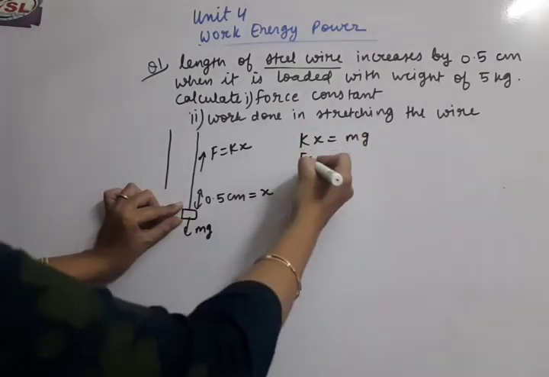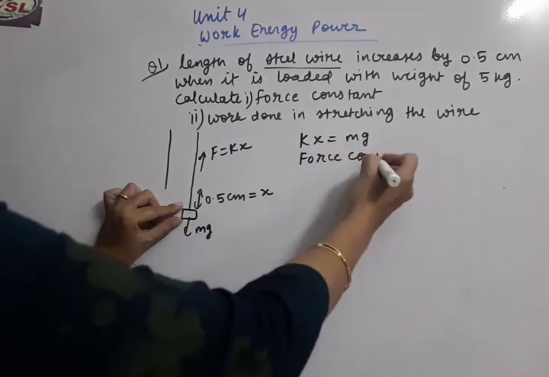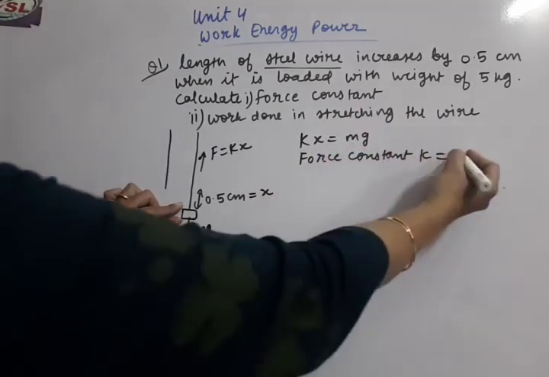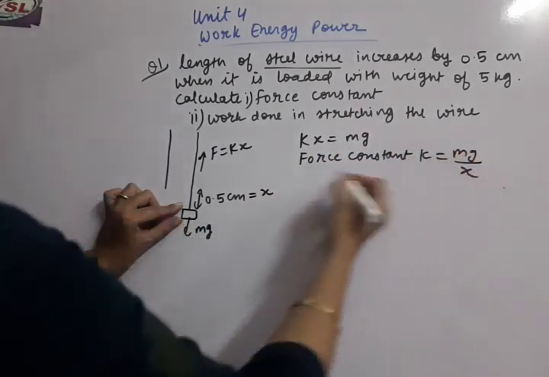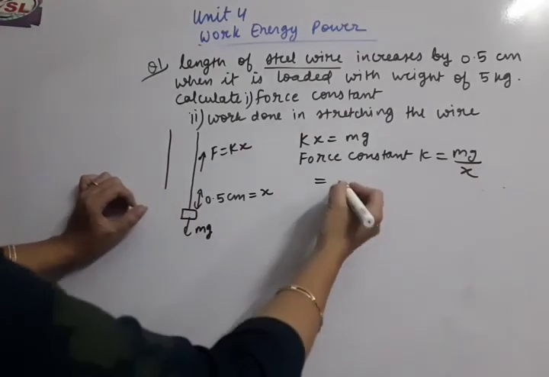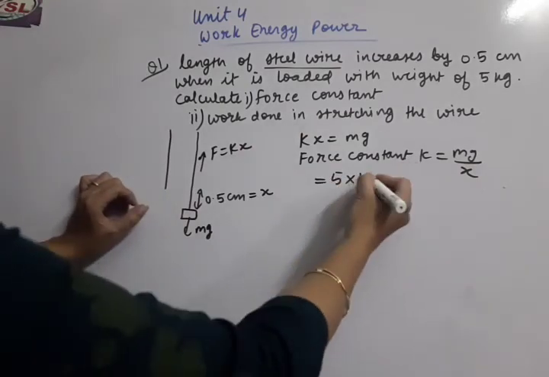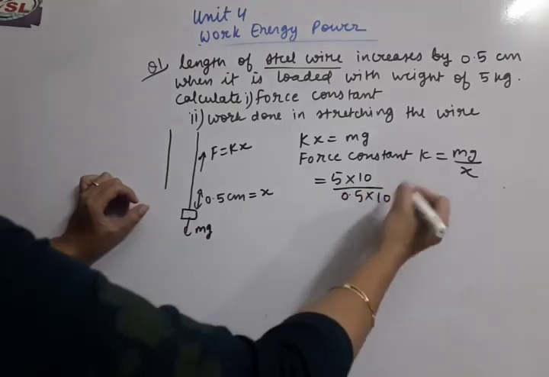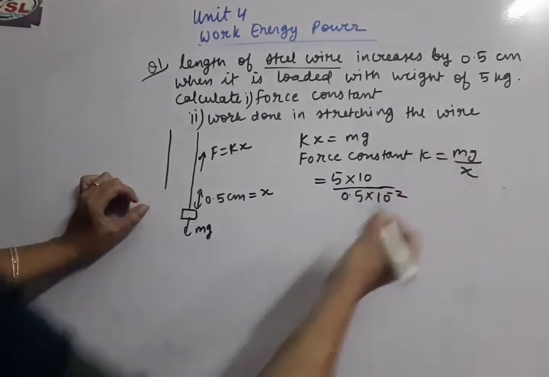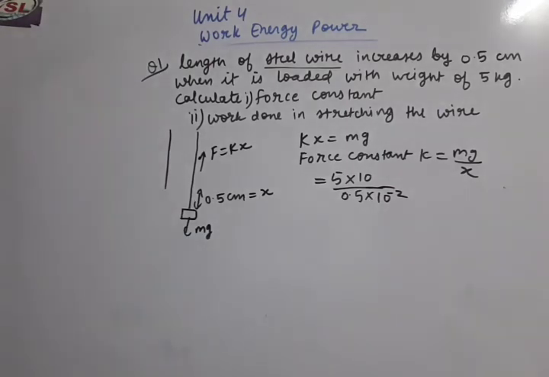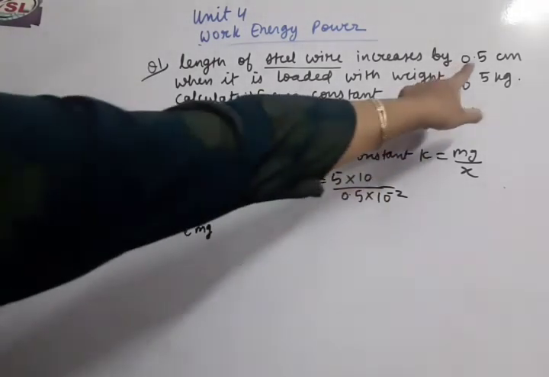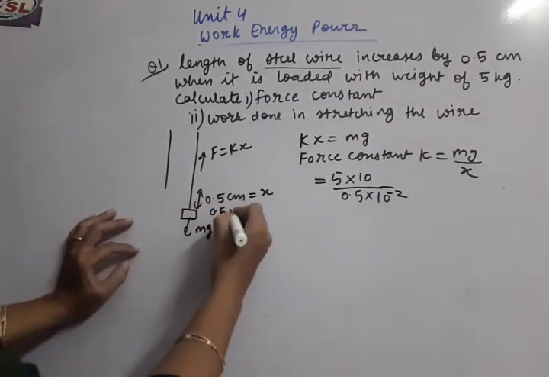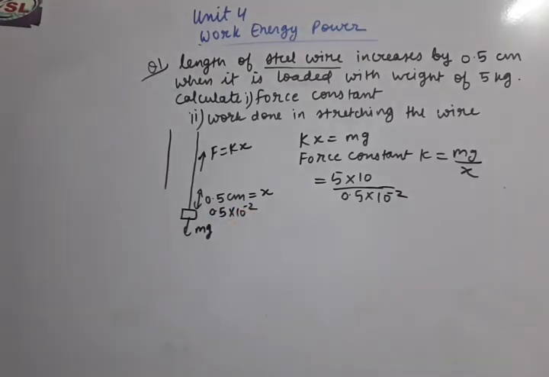So we have to calculate force constant, that means k. What will be the k formula? k formula will be mg by x. So we just need to put the values. m is 5, g is suppose 10, x is extension 0.5 centimeter, but centimeter is not okay. We have to convert it in meter. So we need to put 10 raised to power minus 2. This extension value 0.5 centimeter, we have to make it in meter, so minus 2 extra we need to put.